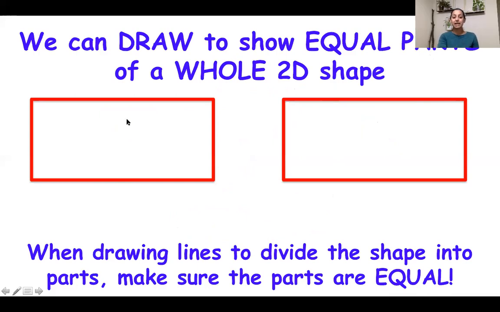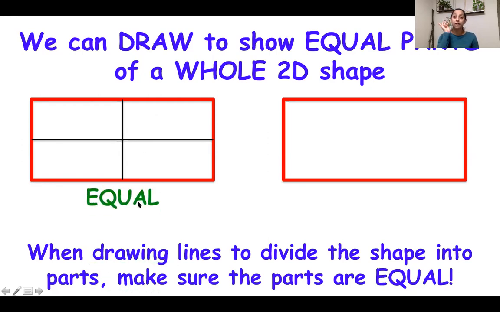In this first rectangle, if I draw an up and down line and a side to side line, I made 4 parts inside the whole shape. And each part is the same shape and each part is the same size. That means they are equal. That shows fourths. 4 equal parts shows fourths.